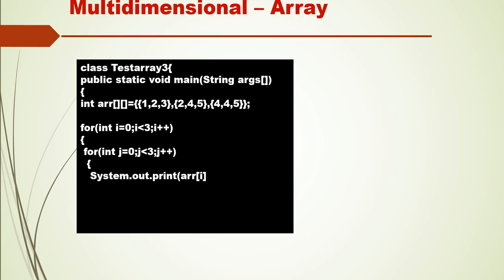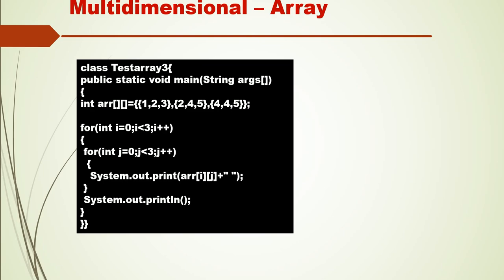In the first row 1 2 3, and the second row 2 4 5, and the third row 4 4 5. And how can we access these values? See the first for loop for the row: int i equal to 0; i less than 3, that is 0 1 2, the number of rows; i plus plus. Inside this for loop, we have to use another for loop for columns.